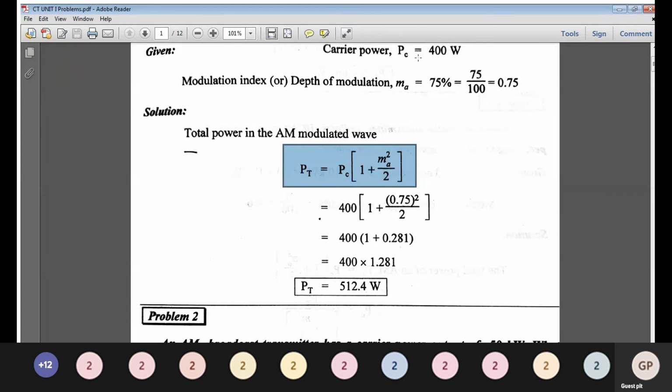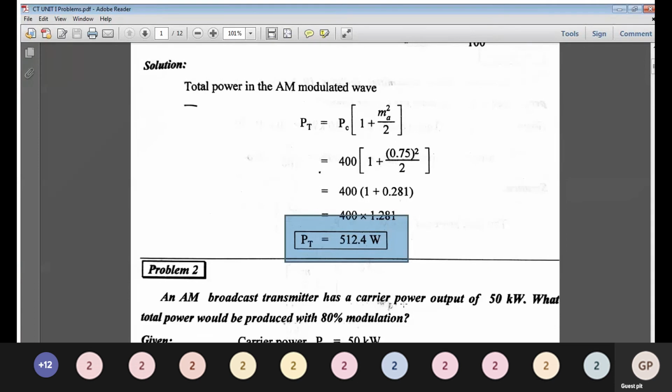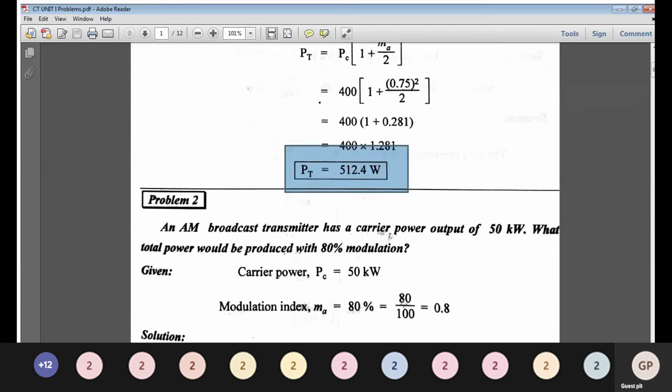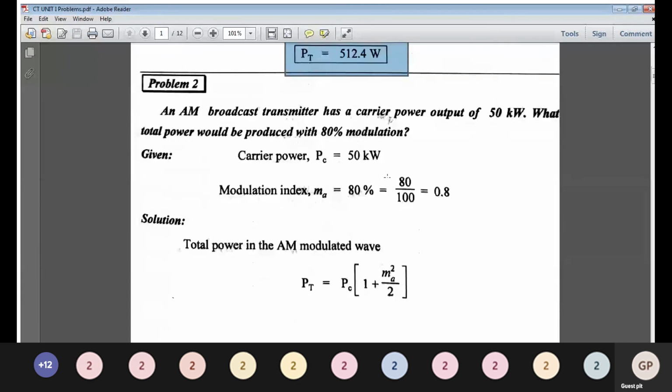In this formula, PC is directly provided and modulation index MA is also provided. Directly substitute in the formula. PC value is 400 watts, MA is equal to 0.75. All of you substitute here. After substituting, the total power is equal to 512.4 watts. That's all, the calculation is very simple. After this class, do your calculation using a calculator. All of you check your answer. I will share this material. That's all.